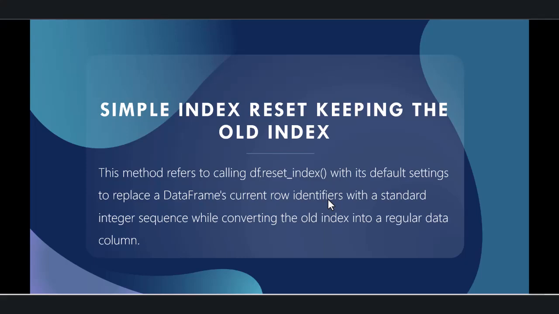When we are calling this function, we don't use any external procedures. We will leave its default settings and then we will replace the current row identifiers with a standard sequence while converting the old index into a regular column. In this method, we will keep the old index as it is and then we will reset the index by using this function. Now we'll see exactly how it works in an example.